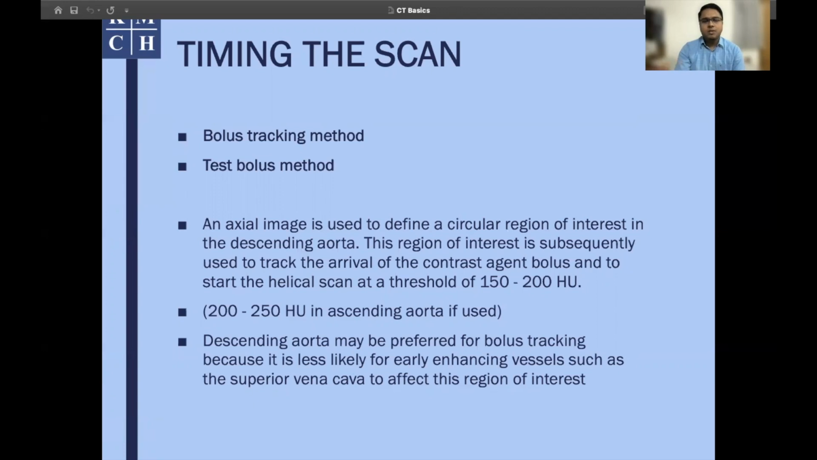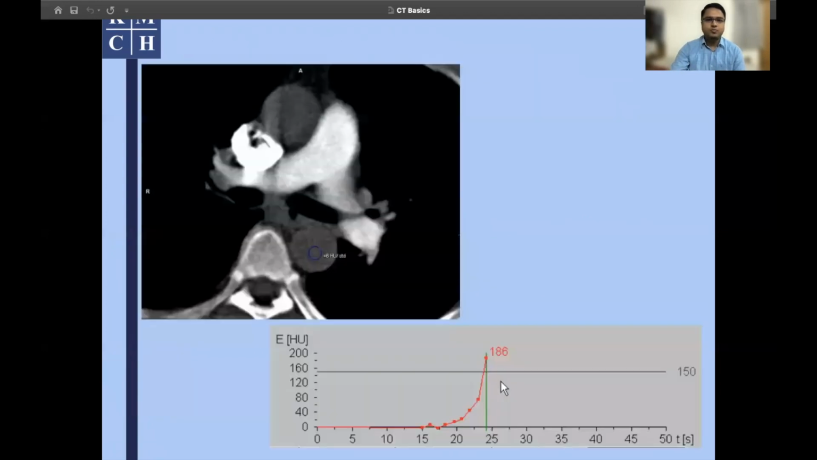When you're keeping the ROI for the bolus tracking method, you can either keep the ROI in the descending aorta or in the ascending aorta. If you're keeping it in the descending aorta, a HU of 150 to 200 is ideal for triggering the scan, whereas in the ascending aorta, it is around 200 to 250 HU.